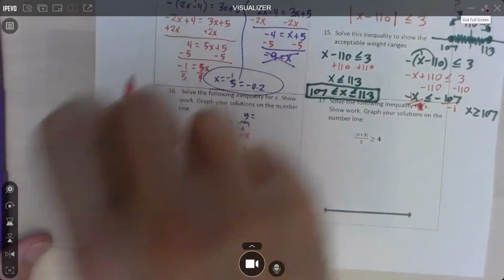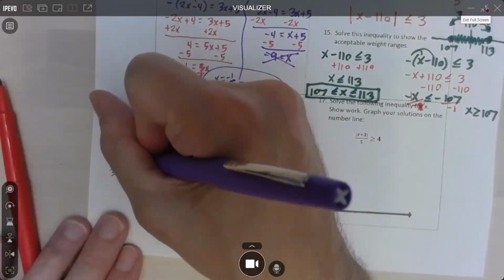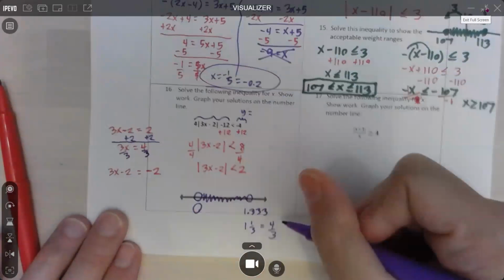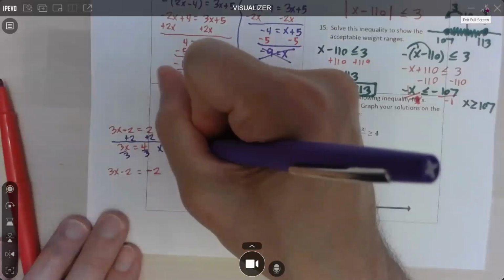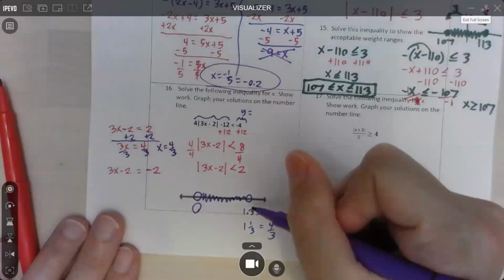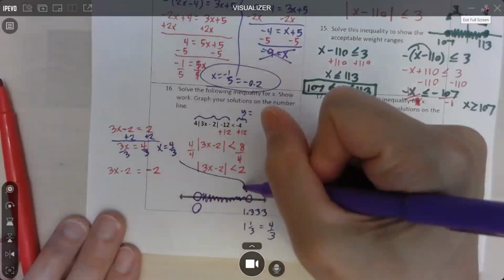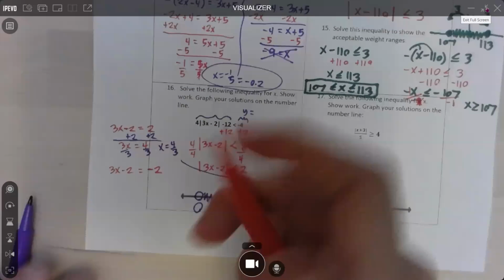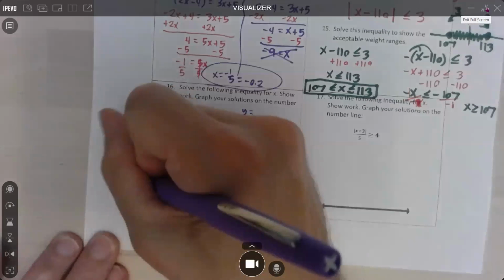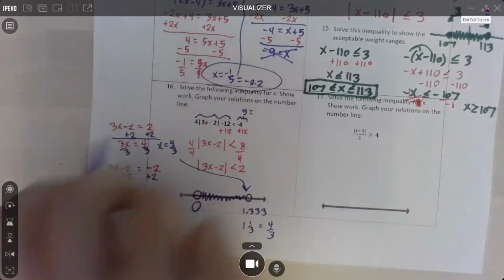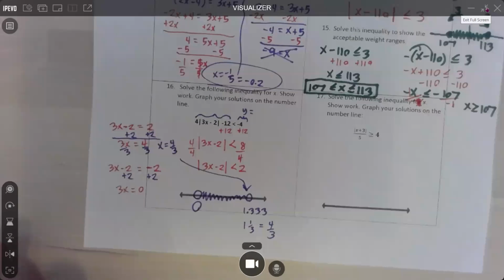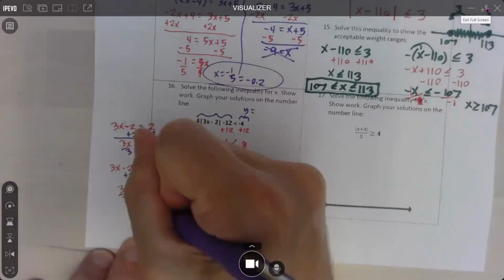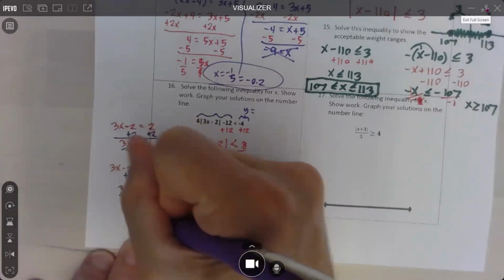And if I divide by 3, 4 divided by 3 is going to be 1.33 repeating. So that's 4/3. And so that's where this number comes from. Over here, you can expect to get 0. If I add the 2, that's going to give me 0. If I do 3x equals 0, then I can divide by 3 and also get 0. So x will also equal 0.